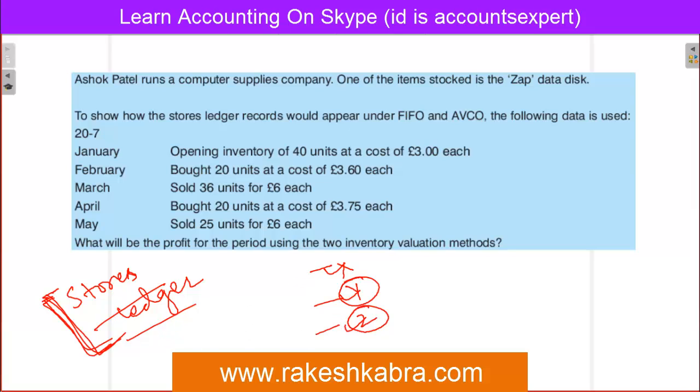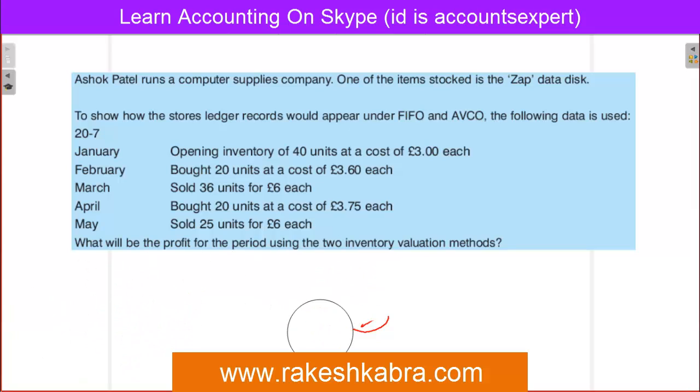So in the stores ledger we are to open what? In the stores ledger we will open an account for each item of material or each item of the product in which we are dealing. That stores ledger will give us an idea about the incoming of material, outgoing of material and the remaining material. So today we will solve one question based on that topic.